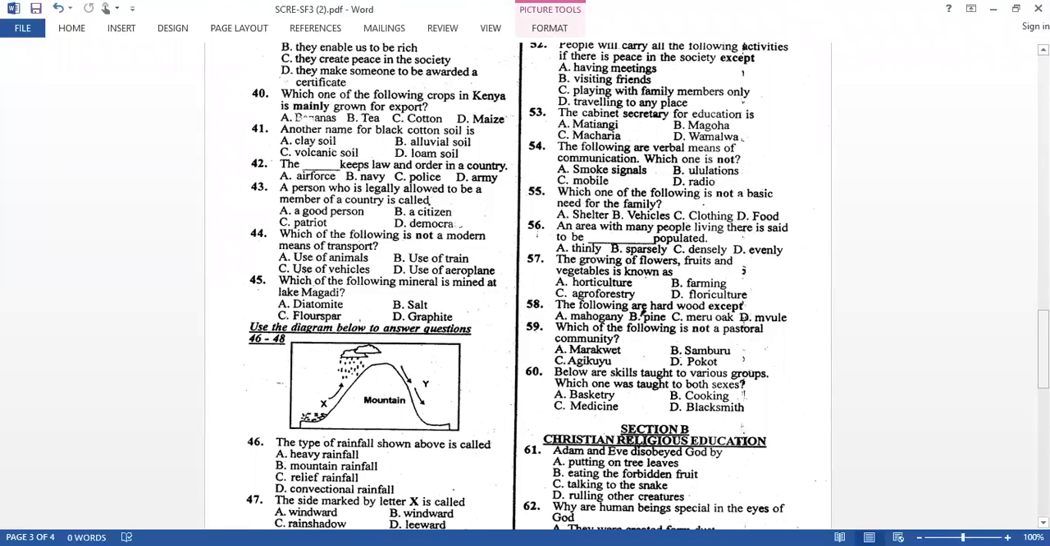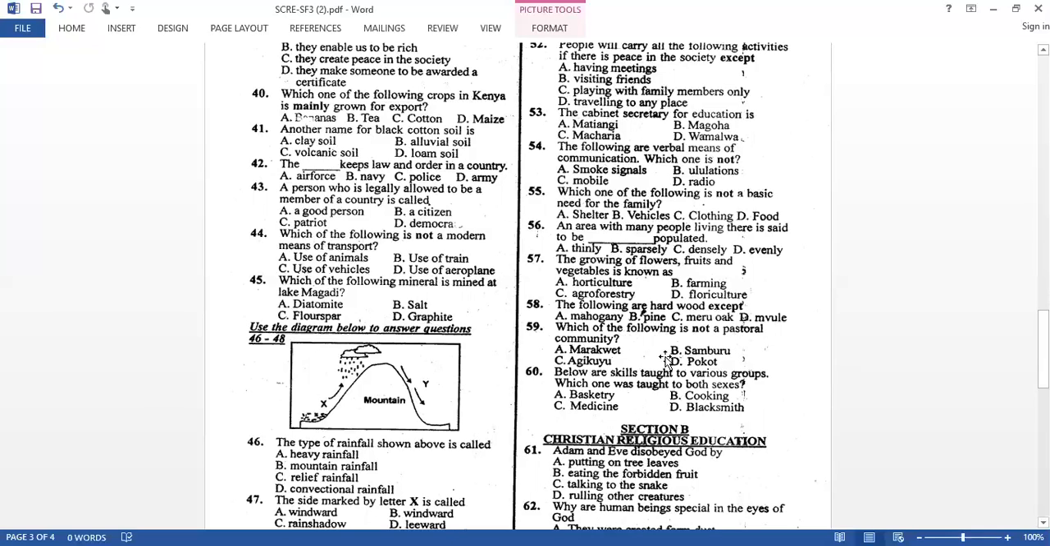The growing of flowers, fruits, and vegetables is known as what? Horticulture. Floriculture means you are growing flowers only. So agroforestry is when you grow crops with trees together in one farm. The following are hardwoods except, so remember we have hardwood and what? Softwoods. So hardwoods represent mahogany, meru oak, and mvule. These are found in natural forests. They are hardwoods, but pine is a softwood. Pine, cedar, cypress, you find that they are softwoods.